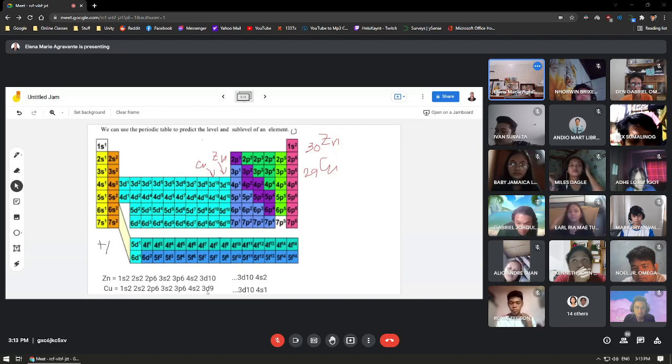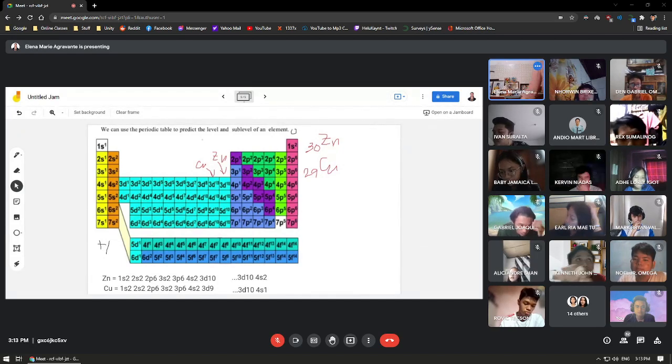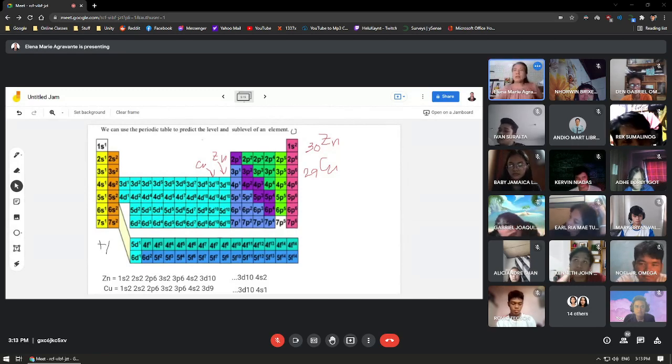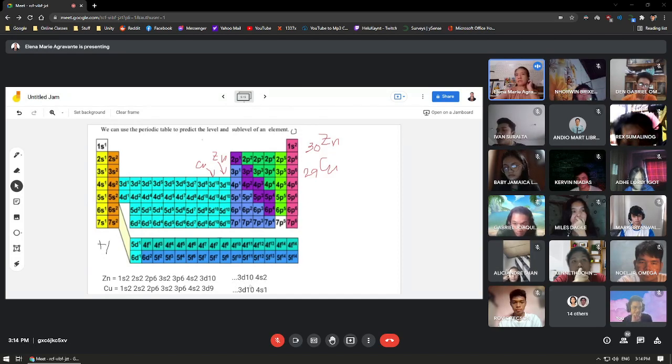Wait. I am closing my window, guys, because it is raining heavily. Anyway, we will be ending soon. Okay, so based on x-rays, infrared, and experiments, it is shown that instead of the 3d9, 4s2 configuration, it prefers 3d10, 4s1.